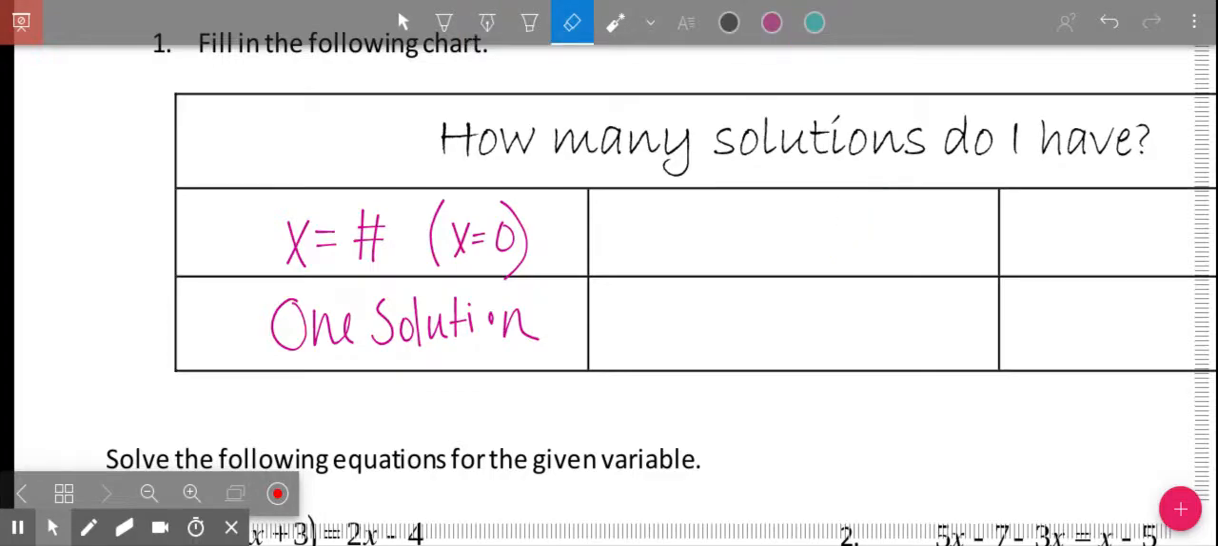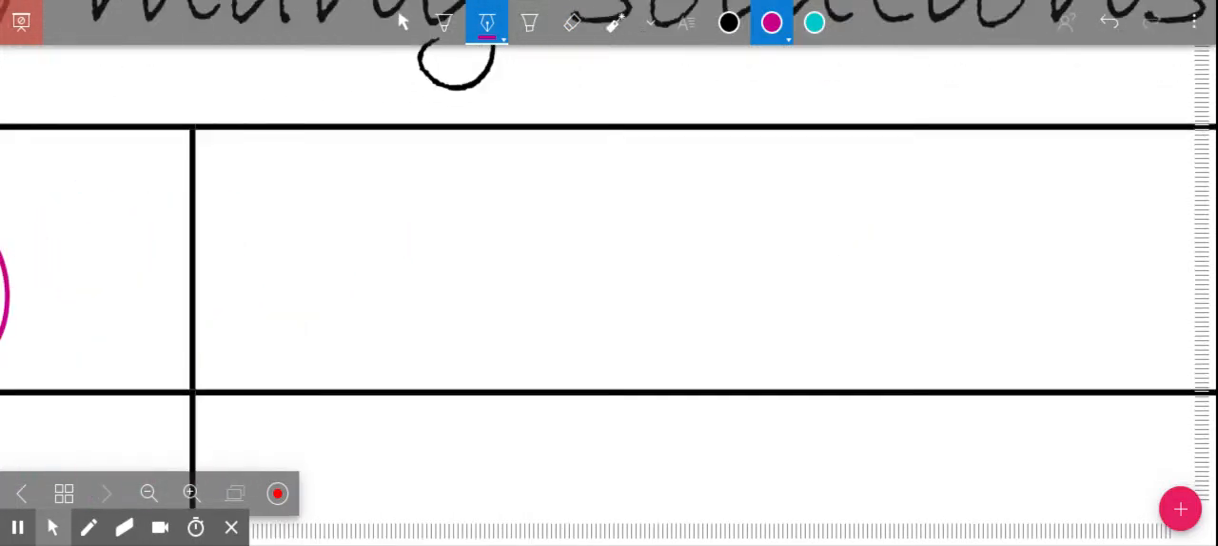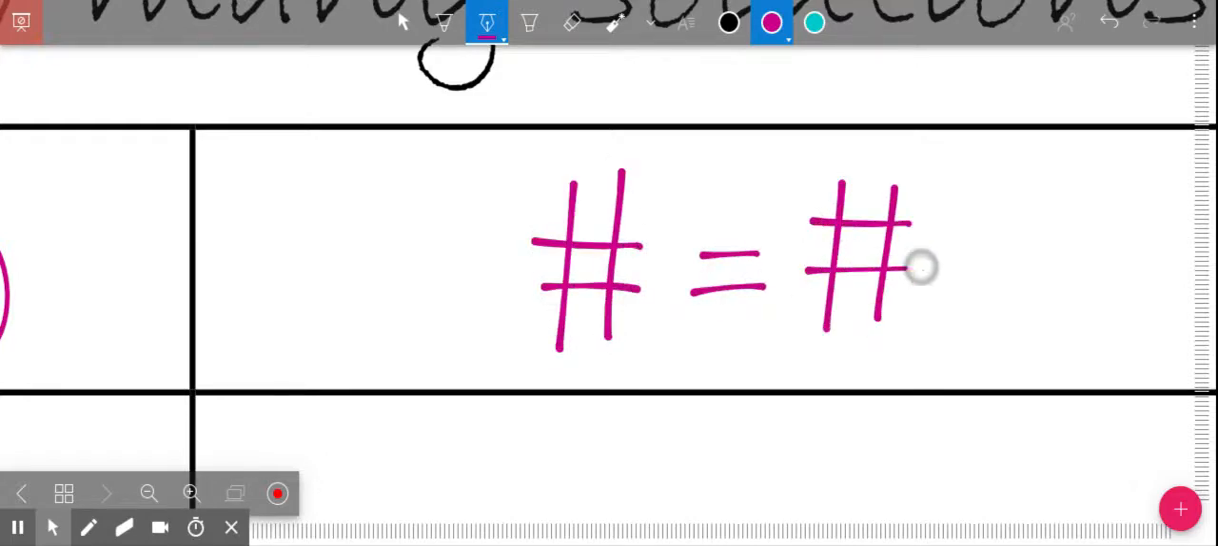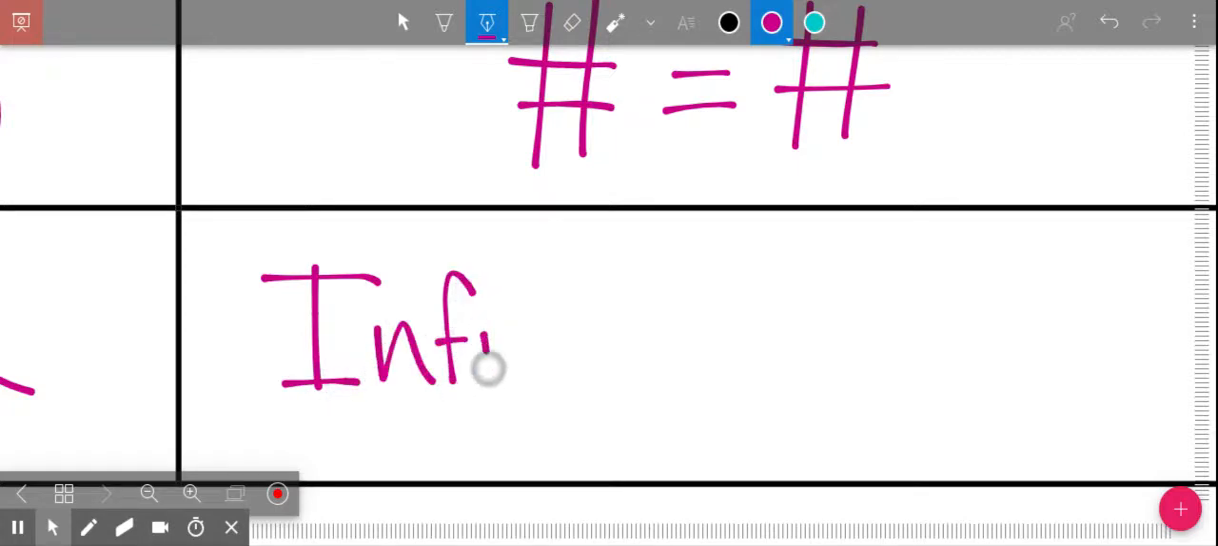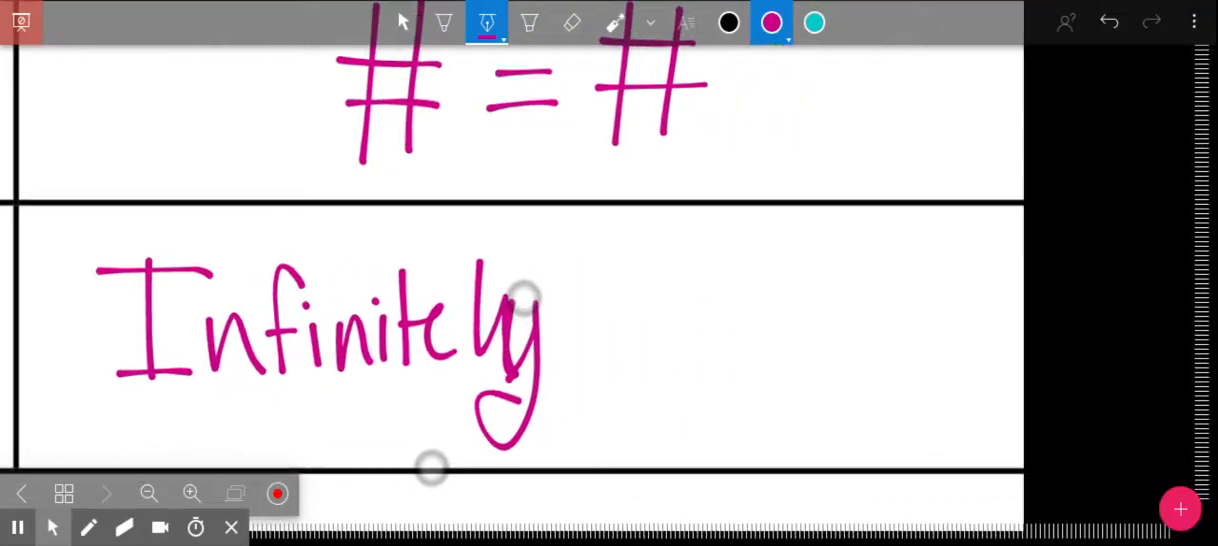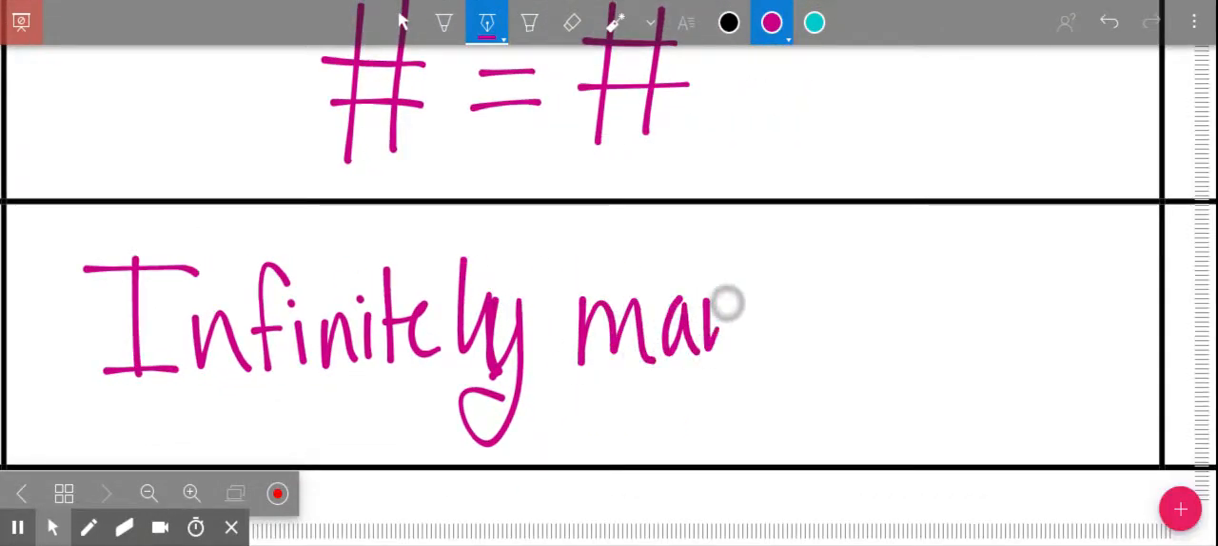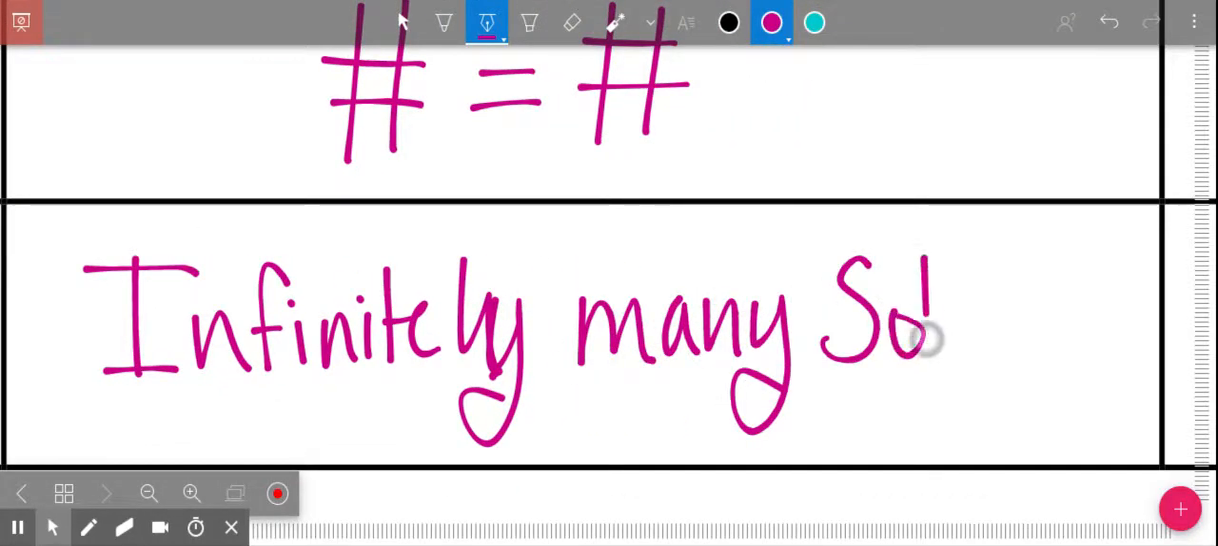Anytime we have 0 is equal to 0, okay, or a number is equal to a number. So if you have like 3 is equal to 3, or negative 5 is equal to negative 5, anytime that happens, you have infinitely many solutions. That means any solution, or any answer, will be correct.